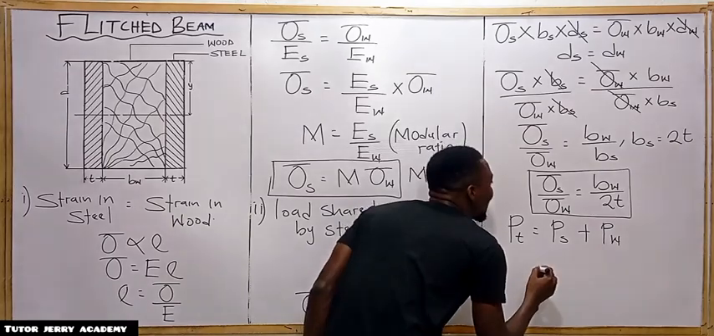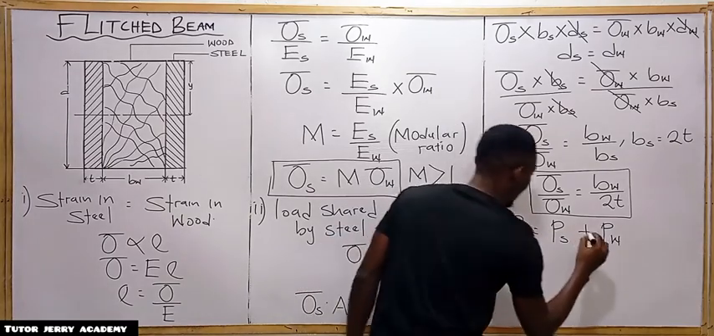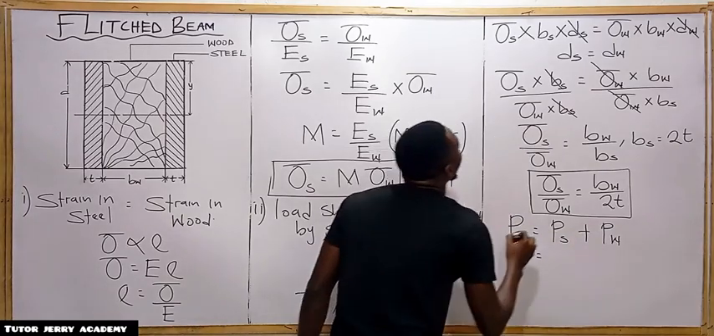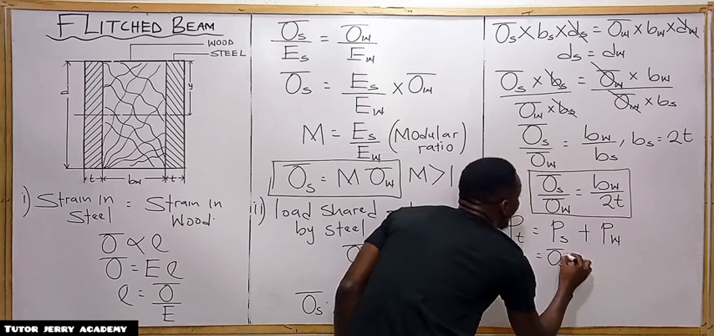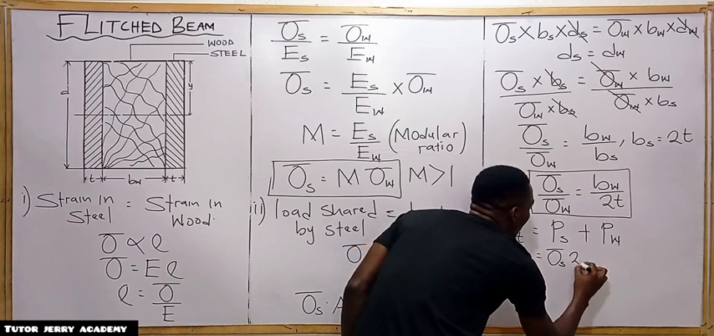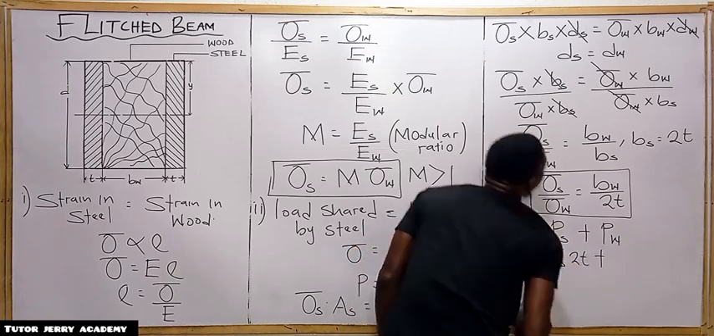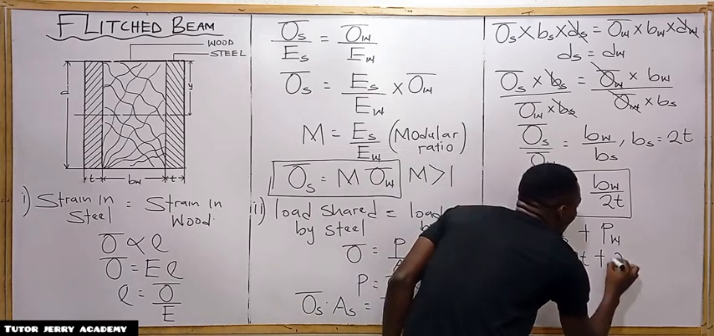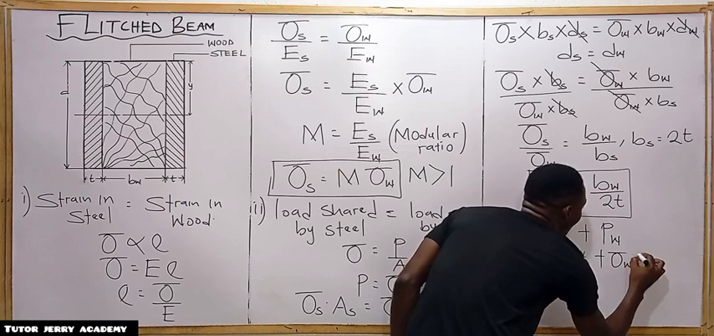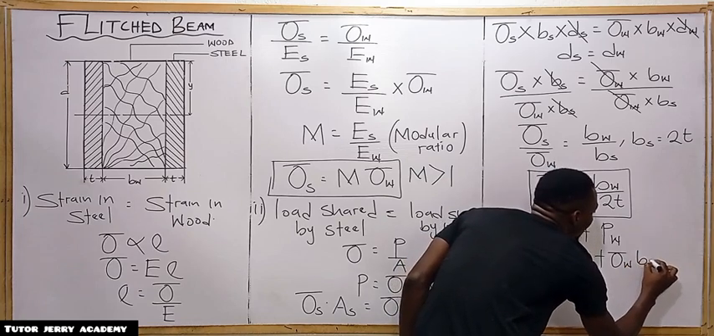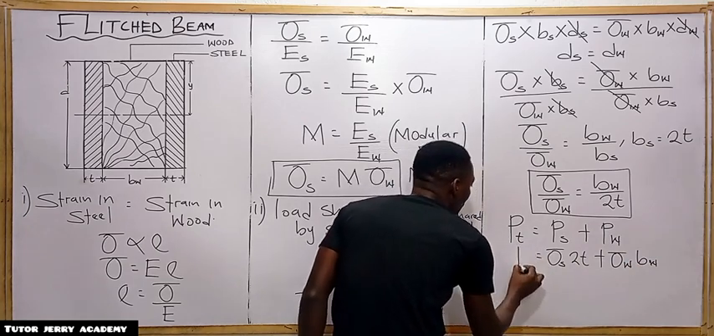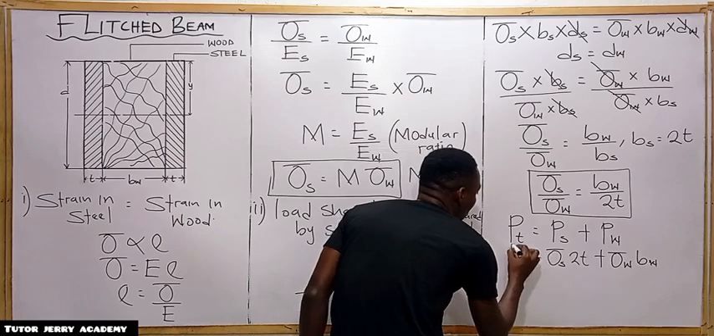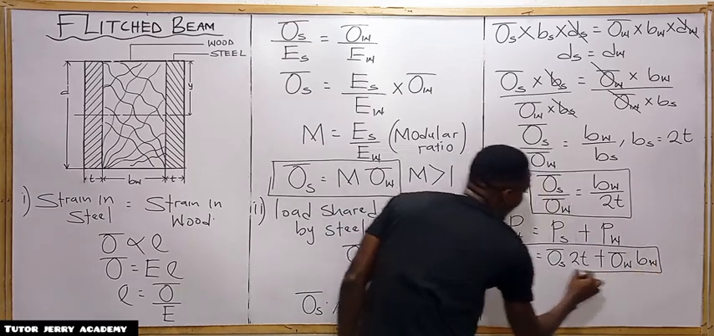So you can further rewrite this to be the stress of steel, then the base of the steel, which is 2 thickness, plus the stress of the wood, then multiply by the base of the wood. So this will be the total load. This will be the formula for the total load.